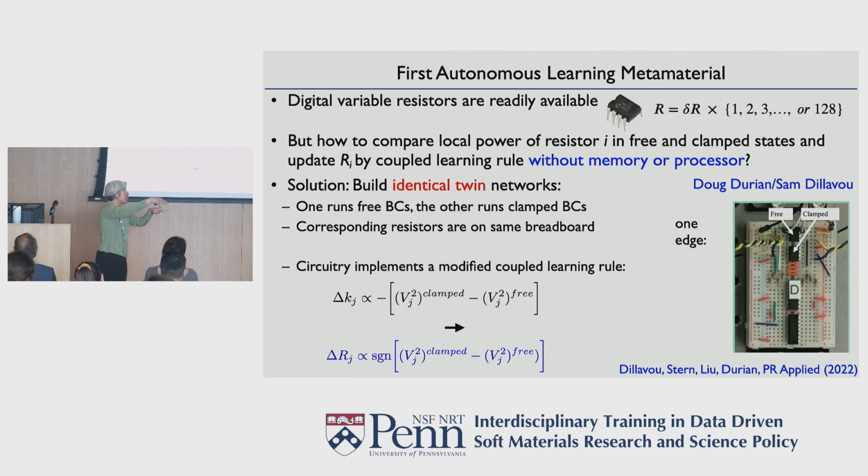Each edge then is actually two edges that are linked by circuitry, which compares the voltage in the free and the clamped state, the magnitude, and clicks the resistance up a notch or down a notch, depending on which is bigger. So this is actually not even the exact coupled learning rule. It's an approximation to it.